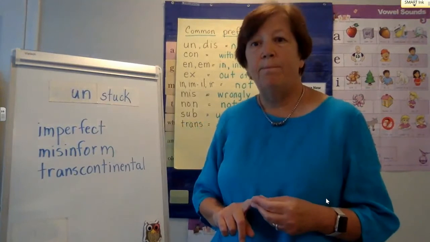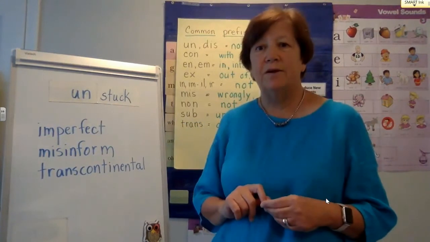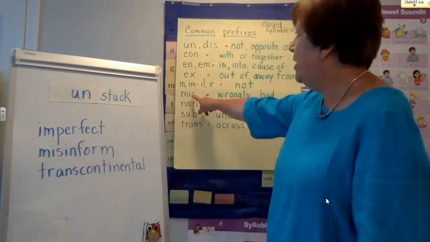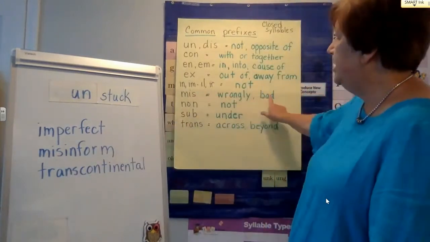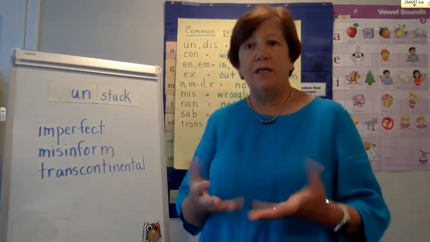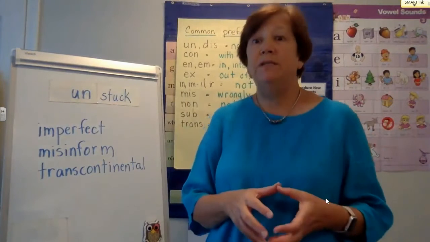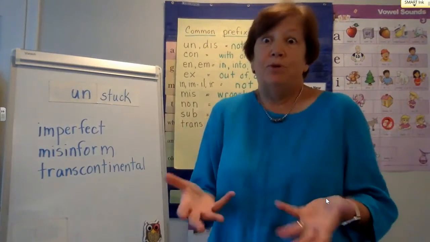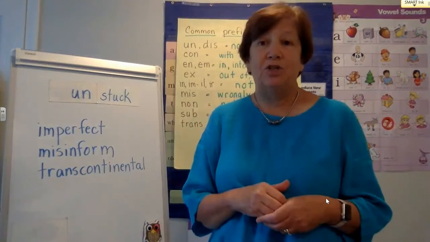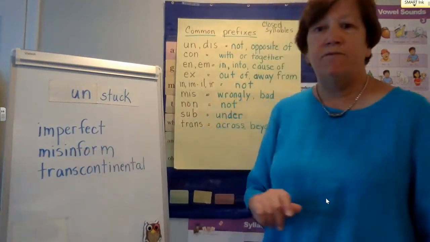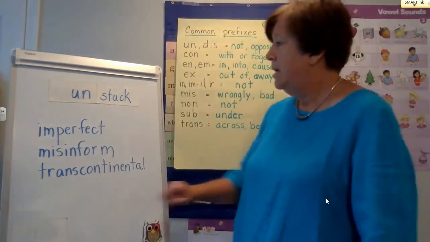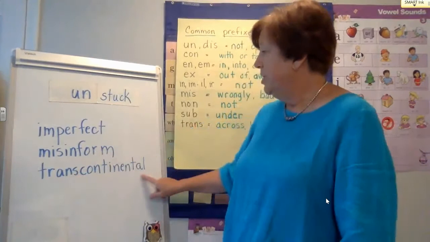Misinform. What's the prefix there? Mis, that's right. And it's spelled M-I-S. M-I-S means wrongly or bad. If you inform someone, you're letting them know about something. If you misinform, you're doing a bad job of giving that information to them. Maybe it's the wrong information that you're giving them. Misinform.